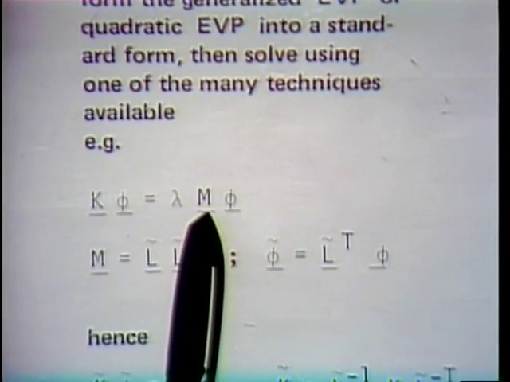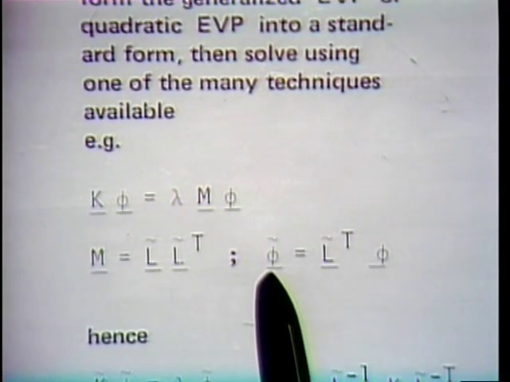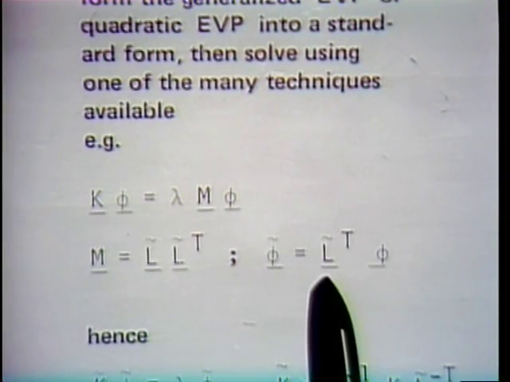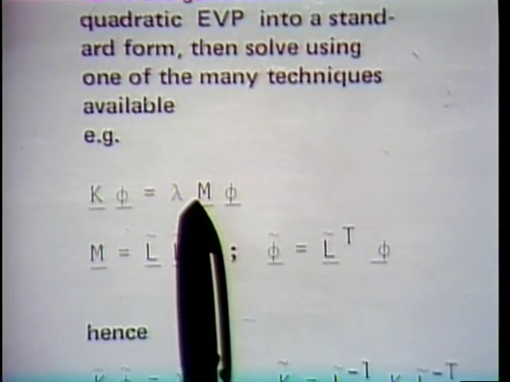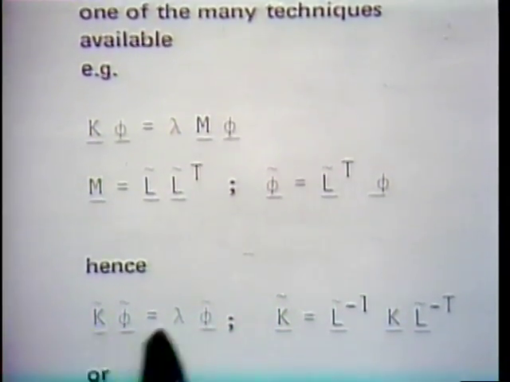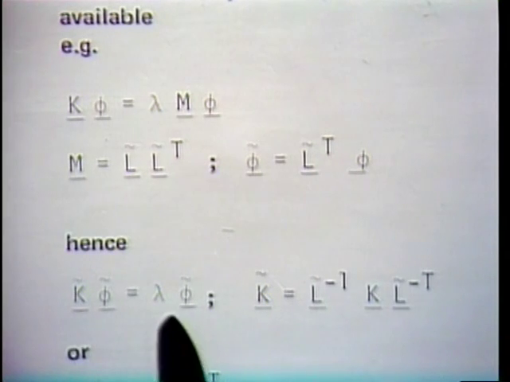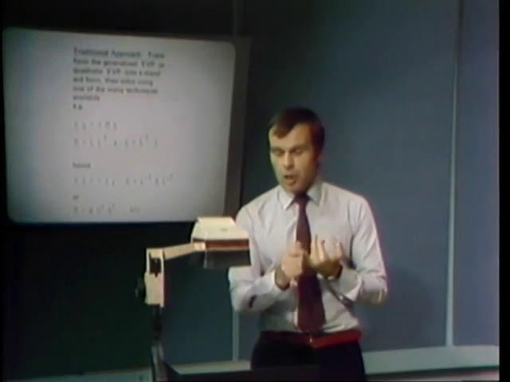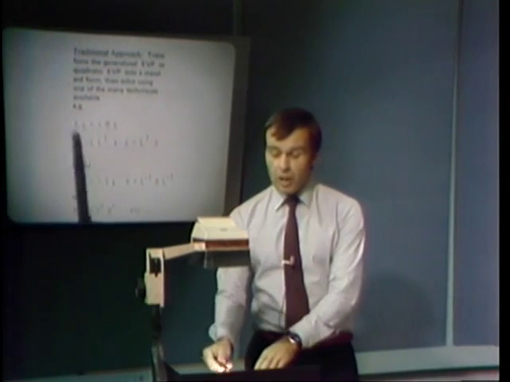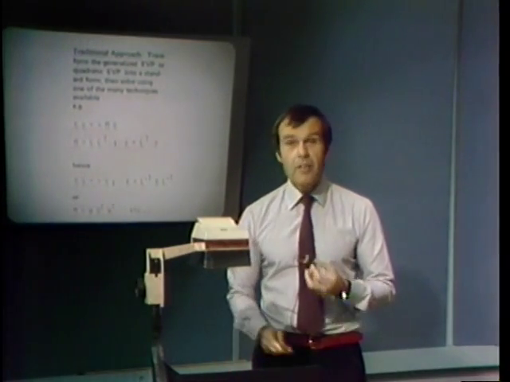We would factorize the M matrix into Cholesky factors as shown here. We now define a new eigenvector, phi curl, being equal as shown here, L curl transpose times phi. We substitute from here into there, and we directly obtain this eigenvalue problem here. Now we have the standard eigenproblem. Once we have a standard eigenproblem, there are a large number of techniques that can be used, for example the QR method, the standard Jacobi method, etc. So this is what we might call a traditional approach to solve the generalized eigenproblem. This is the one that we are really interested in.